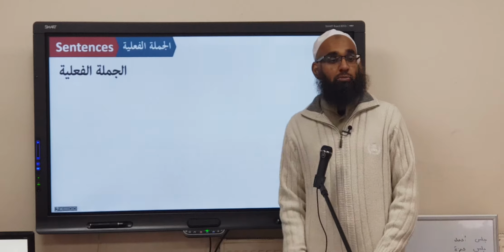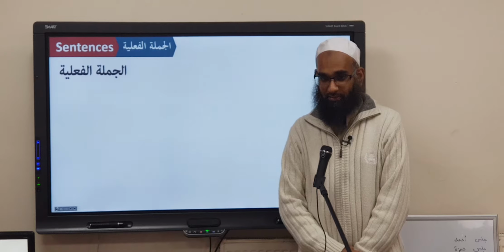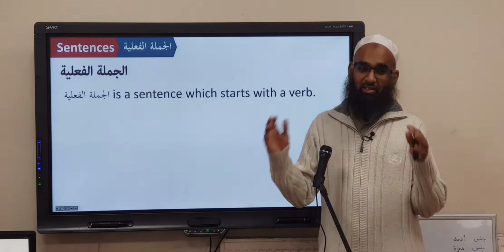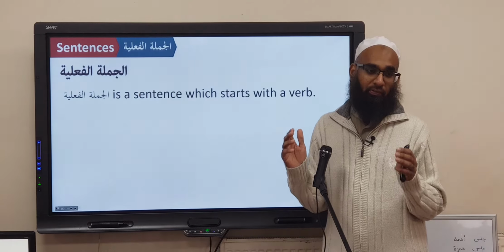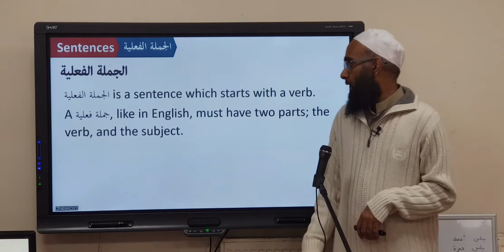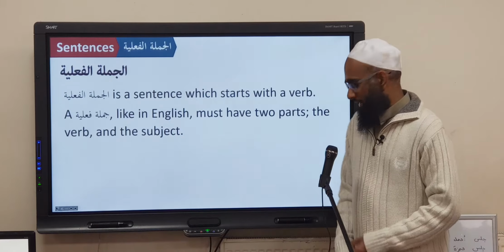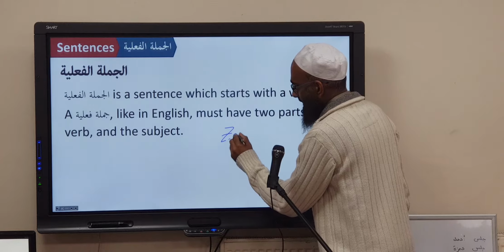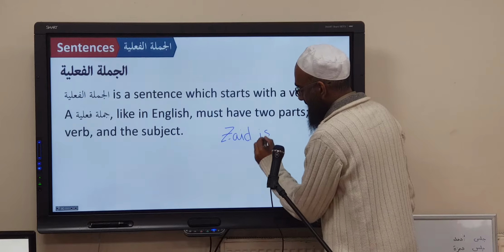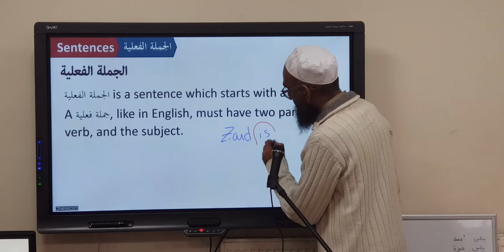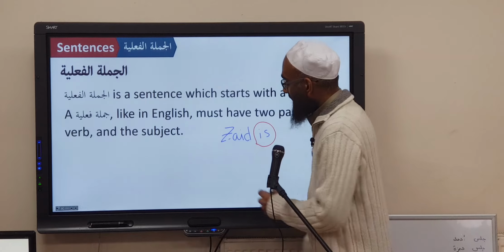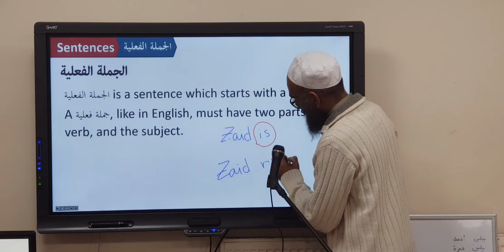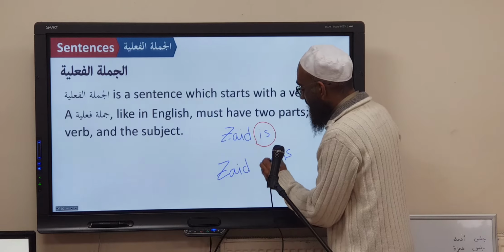Al-Jumlatun Fi'liyyah. So a Jumlatun Ismiya is a sentence made up of nouns. A Jumlatun Fi'liyyah is a sentence which starts with a verb. If it has a verb at the beginning, what's this called? A Jumlatun Fi'liyyah. Okay? Now, in English, if you have a Jumla Ismiya, what does it have in the middle normally? Zaid is. So the key word, a Jumla Ismiya has what in the middle? Is. And a Jumlatun Fi'liyyah has what, for example? Zaid runs.